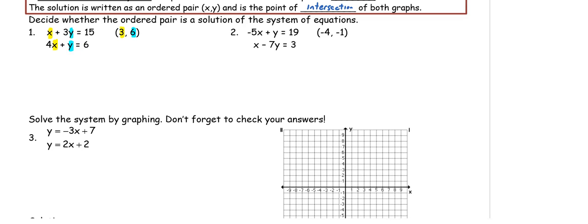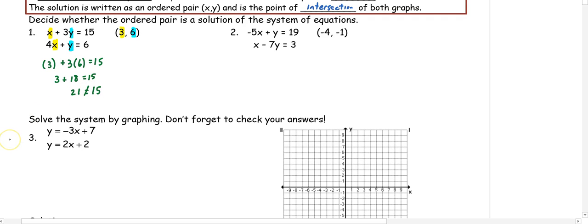In order to be a solution, because there are two equations in the system, it has to work in both equations. In the first equation, when I substitute in, I get 3 plus 3 times 6 equals 15. Well, 3 times 6 is 18, so I have 3 plus 18 equals 15. 21 equals 15. This is not a true statement, so it doesn't work in one equation. If it doesn't work in the first equation, I don't even have to bother checking the second equation. I just know it's not a solution.